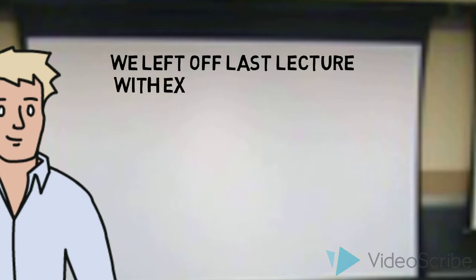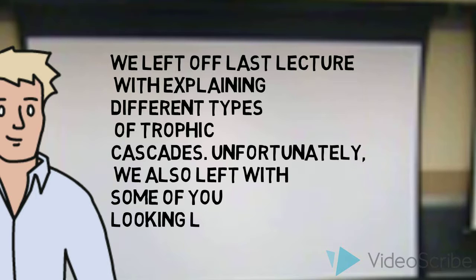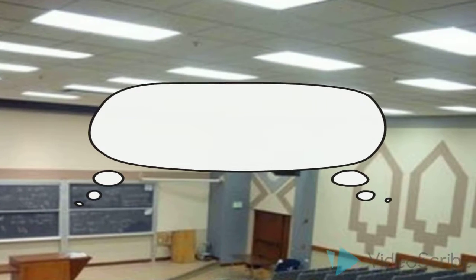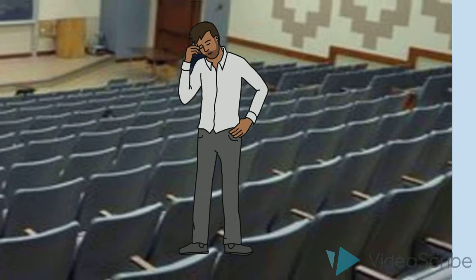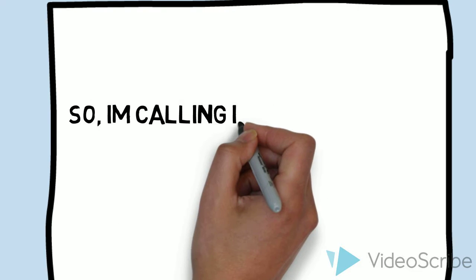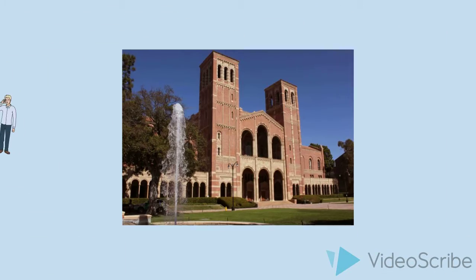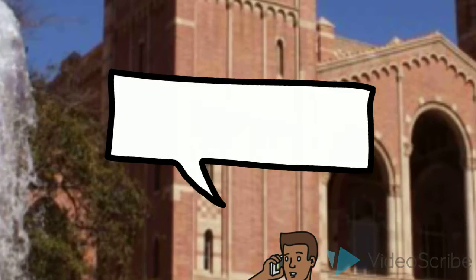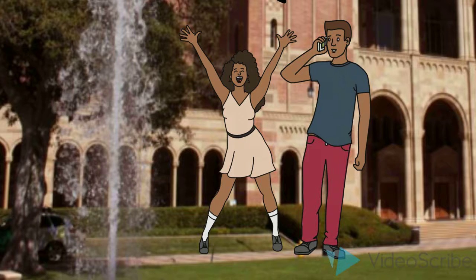We left off last lecture with explaining different types of trophic cascades. Unfortunately, we also left some of you looking like this. Top down what? Bottom up, huh? So, I'm calling in some of your peers to come help clear things up. Hey, Dr. Parber. Sure thing, we'll do our best.